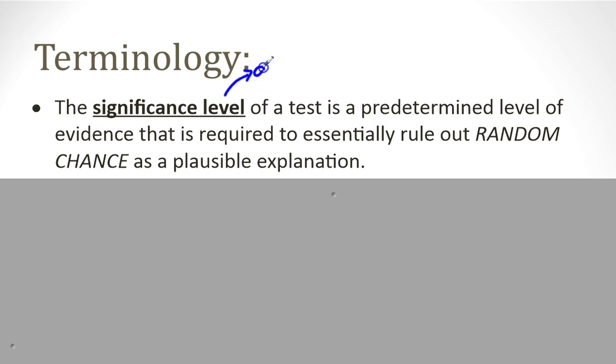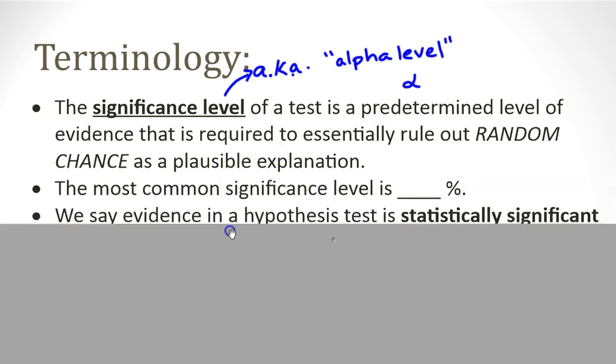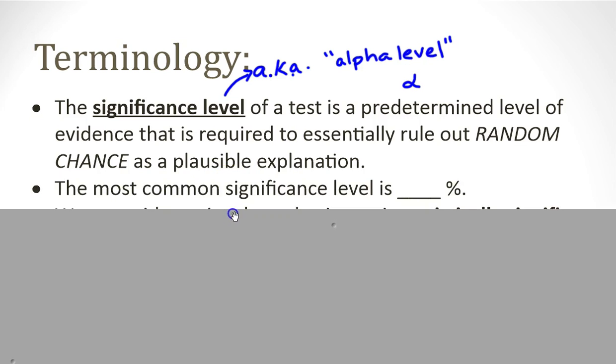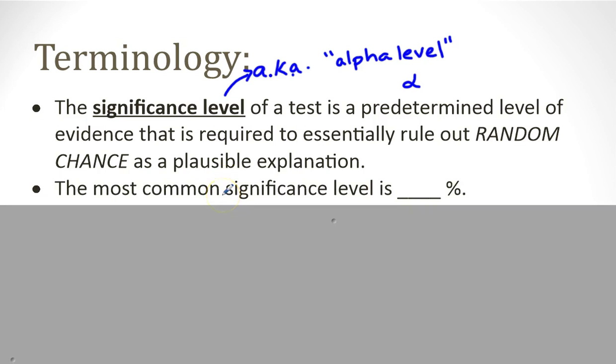Okay, if you take a stats class in college, you might hear, rather than significance level, alpha level. It's also called alpha level, and it's represented by the letter alpha. Right, that's the letter alpha. So the alpha level that we usually use, significance level, is what number? What's the cutoff number that we use? The predetermined level. It's 5%, right? We've used that from the beginning. That's the most common one.